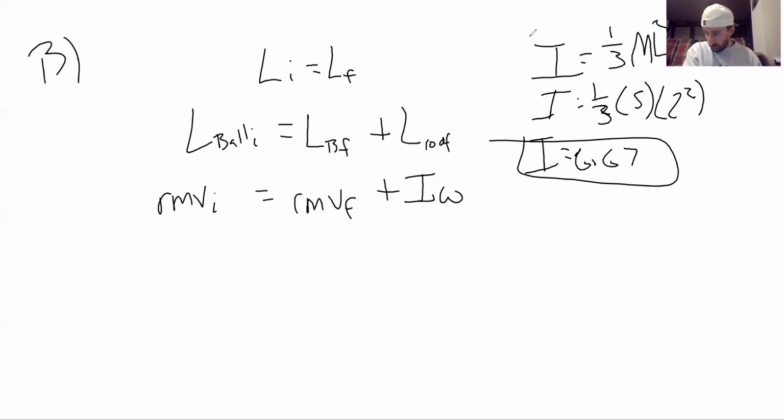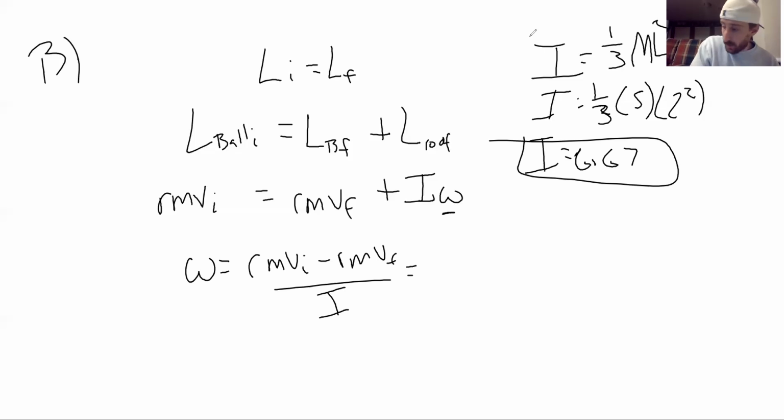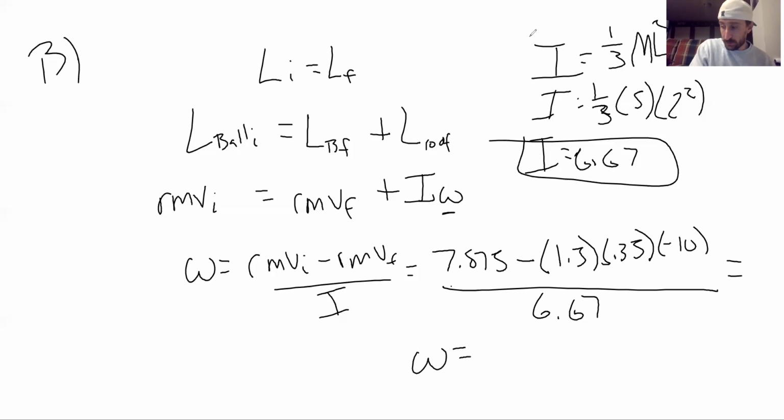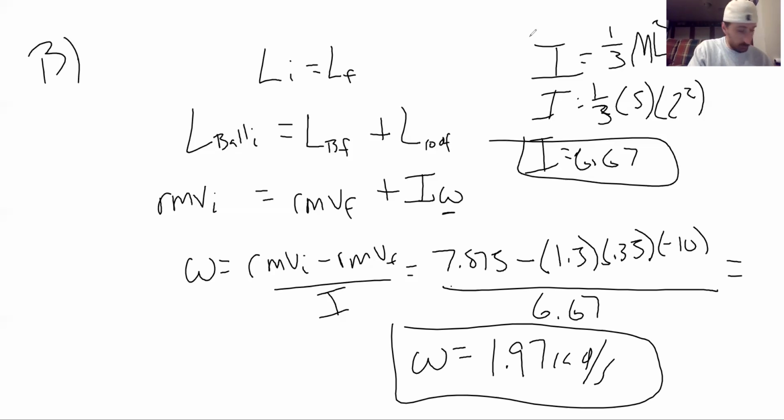All right, so use that in there. If I solve this for omega, that's what I want, the angular speed of the rod. I have to subtract it over, so I get R m v initial minus R m v final, all over I. Numbers in here: I already know that's 7.875 minus the radius, which is still 1.5, and the mass of 0.35, but it said it's going 10 meters per second in the opposite direction. So if 15 was positive, that means 10 has to be negative. All over the moment of inertia of the rod. In your calculator, you're going to get the angular speed of the rod, 1.97 radians per second. Good. You're going to need this, so let's just get onto it.